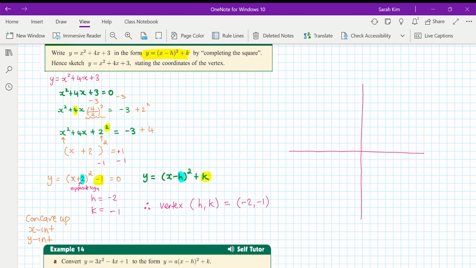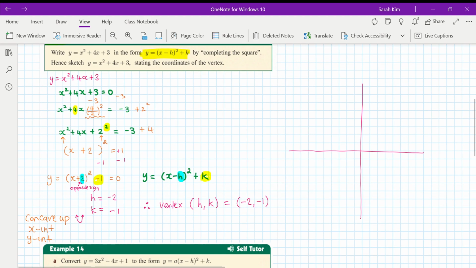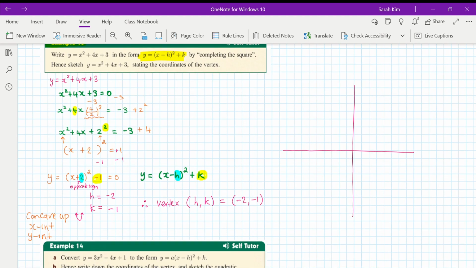So I've got my vertex, and I know which way it looks. It's going to be concave up, so it's going to look something like that. My x-intercept I don't know yet, and my y-intercept I don't know yet. We should be able to figure it out.